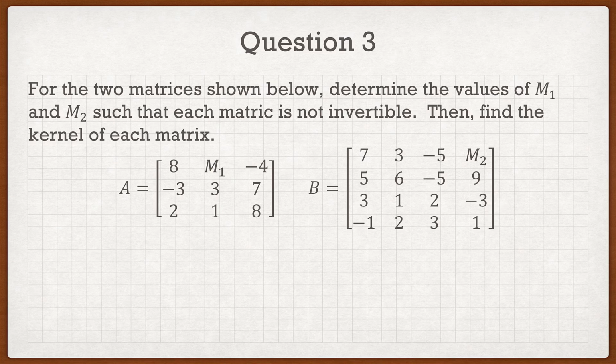Again, very simple question. The question itself says, for two matrices shown below, determine the values of M1 and M2 such that each matrix is not invertible. Then find the kernel of each matrix. If we look at these two matrices, we got a 3 by 3 and a 4 by 4, and each one of them has an unknown M. In matrix A it's M1, and in matrix B it's M2. And the key here is that they're not invertible.